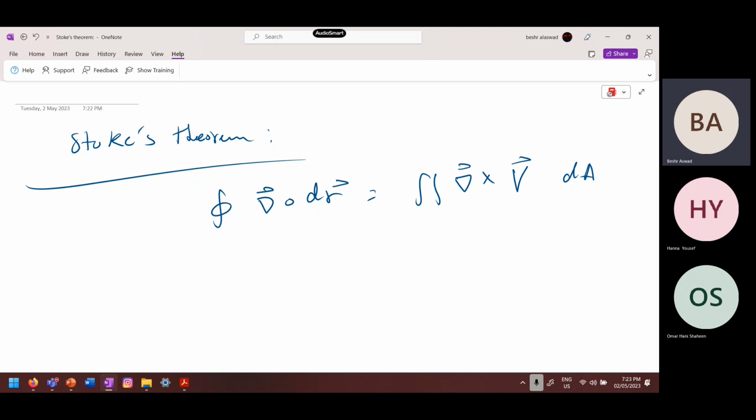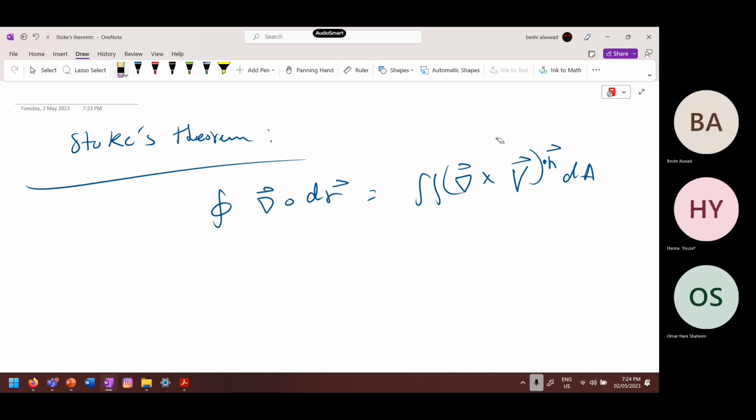So let's have an example on this. Just give me a minute, please. Actually, Stokes' theorem is for 3D and 2D. It's the same equation. Just rewrite this.